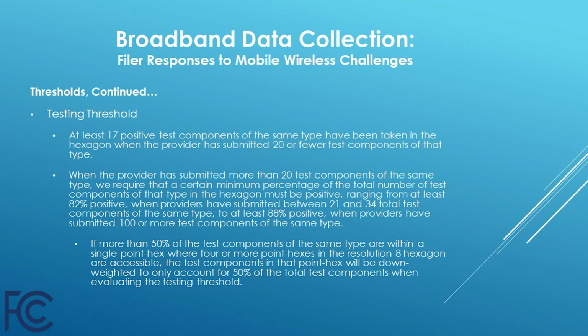Additionally, if more than 50% of the test components of the same type are within a single point hex where 4 or more point hexes in the resolution 8 hexagon are accessible, the test components in that point hex will be downweighted to only account for 50% of the total test components when evaluating the testing threshold.